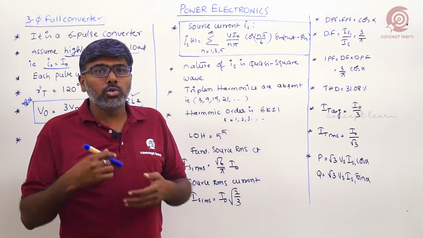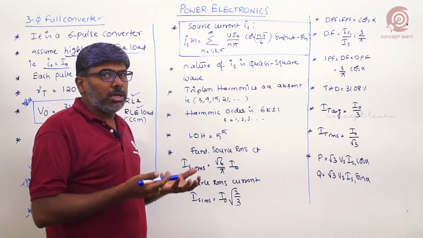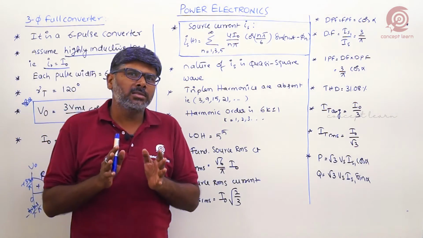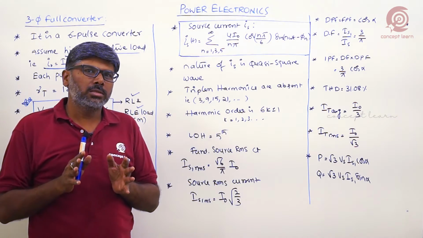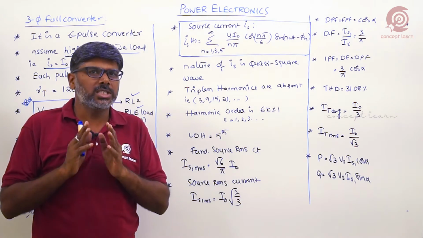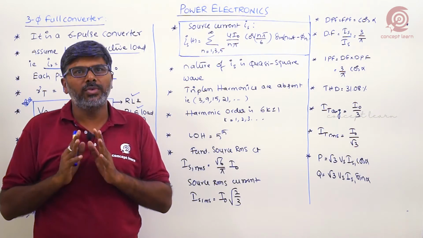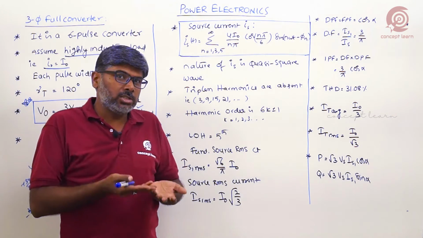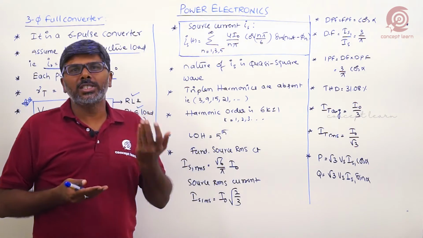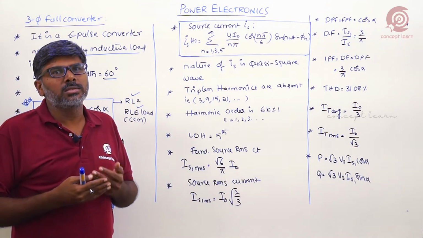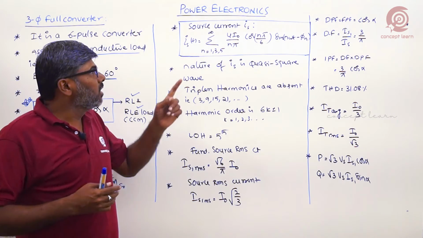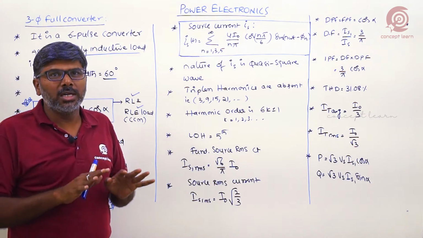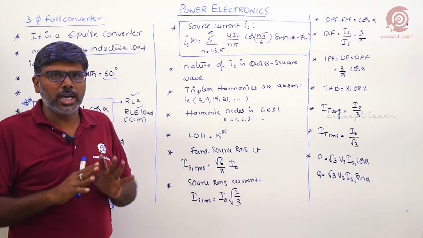Now coming to the source side analysis. It is a very important thing in the rectifier. Now, coming to the source, we are applying the three-phase voltage, A phase, B phase, C phase, or R phase, Y phase, B phase, with a sinusoidal signal. But if you give a sinusoidal voltage, the source current is not sinusoidal. It is a quasi square wave in the three-phase full converter, due to the harmonics existing in the source current.